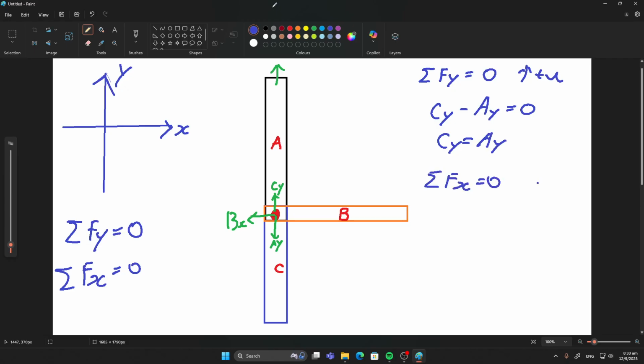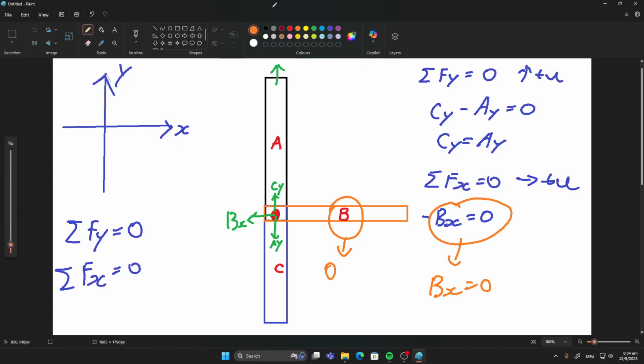Summation of x equals 0. This side positive. So negative Bx equals 0. And there you have it. Now, can I say that all my bars are zero force members? Well, let's just take a look at the equations. Let's take a look at summation of x first. Over here, my Bx equals 0. And what does this mean? This means that my bar B is a zero force member.